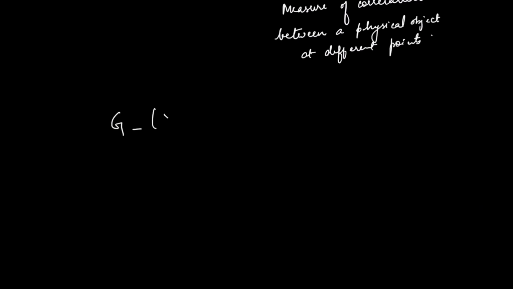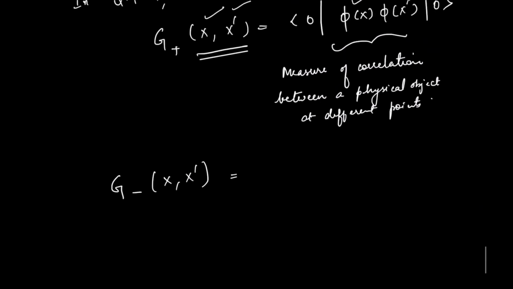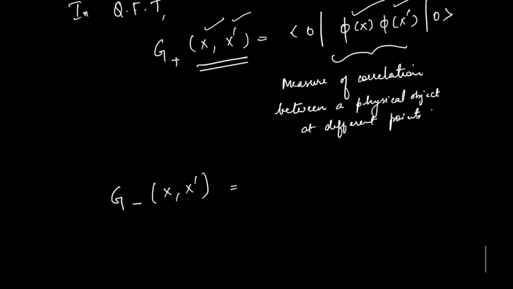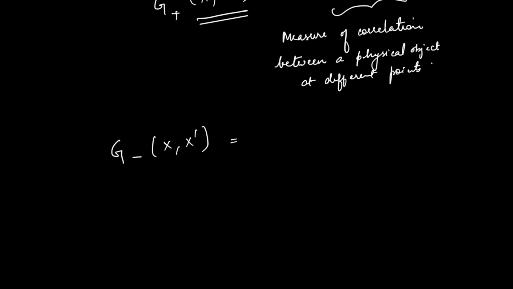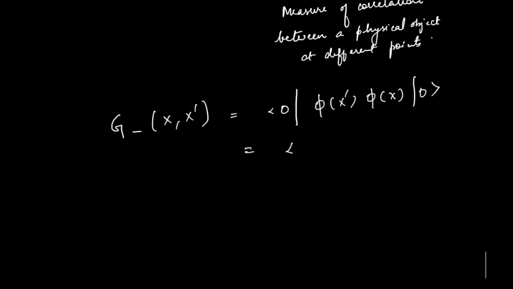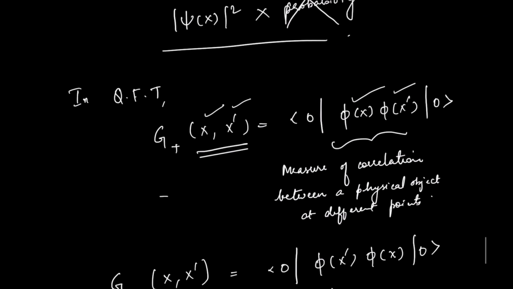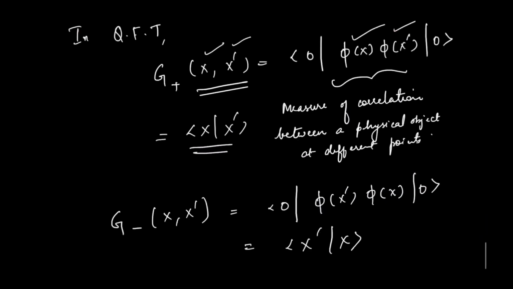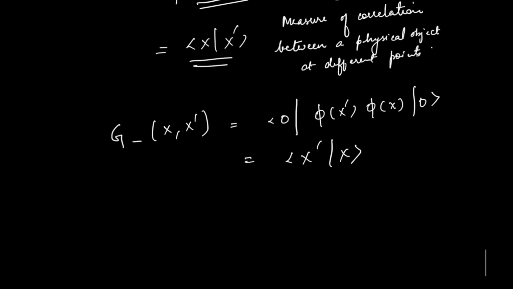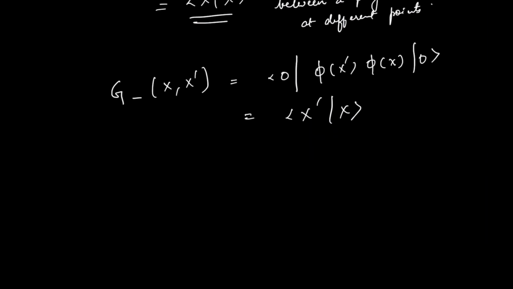See, G minus of x, x prime. So if it is G minus, then I can write, so here x was first and x prime was second. Now I'm going to write phi of x prime first and phi of x next. Okay, so this is something like x prime, x. So G plus and G minus, these two arise because phi and phi prime do not commute.